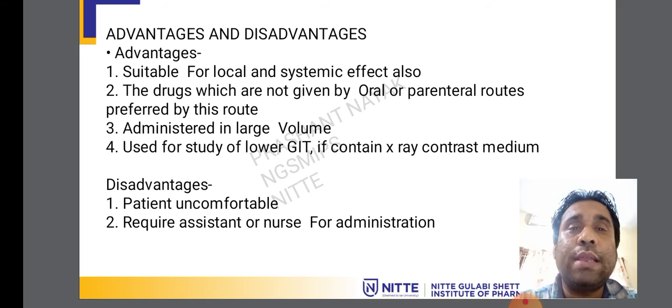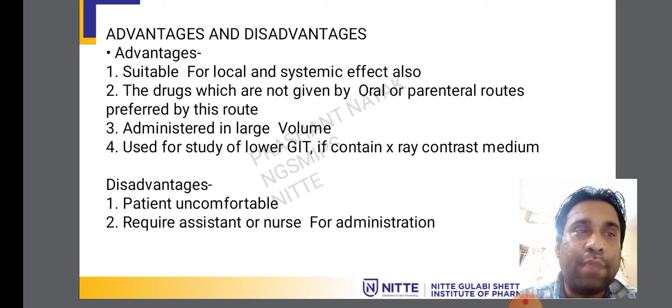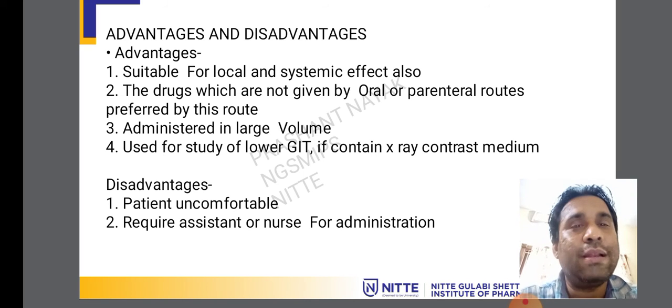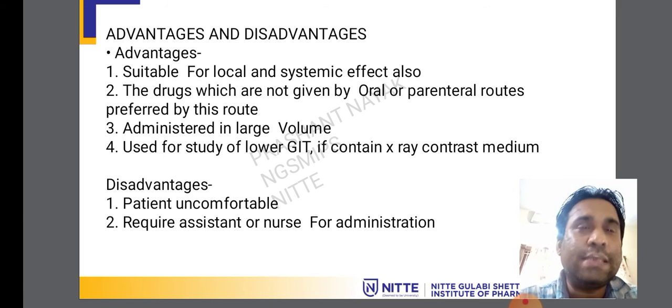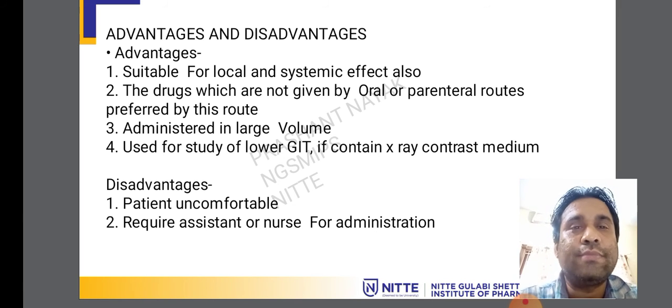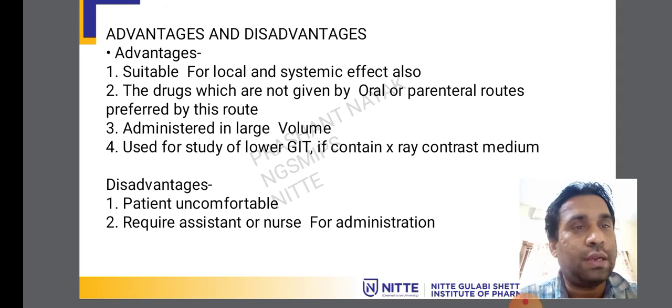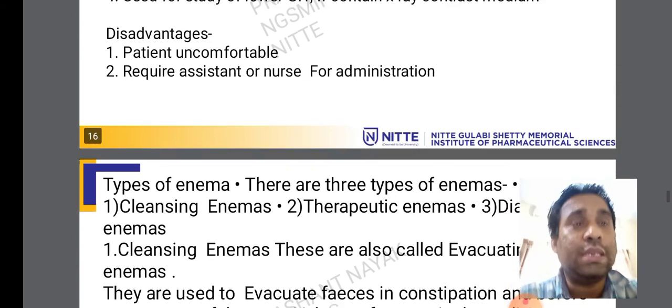Now we'll look at the disadvantages. Patient discomfort. It's like something is getting inserted, so that causes an uncomfortable sensation, a feeling which the patient gets. It requires assistance or a nurse for administration, so one more person is required for the administration of the drug. So these are the disadvantages.